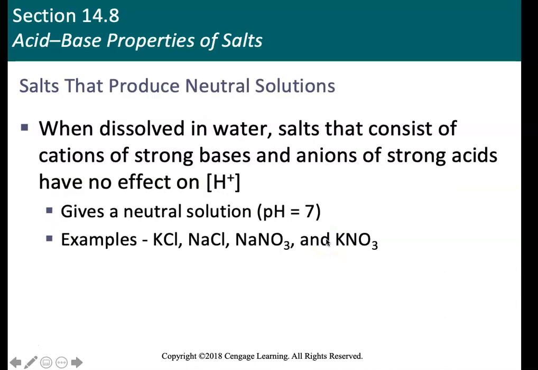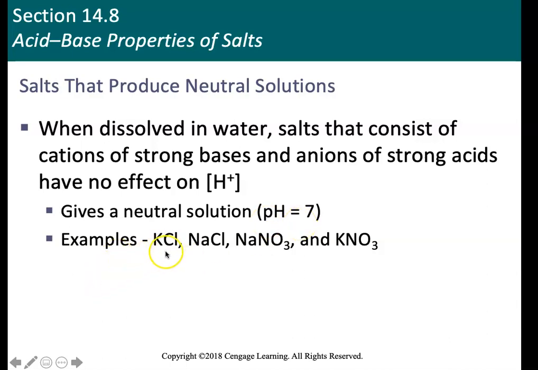So, very important to know the properties of salts in that respect. There are salts that, when dissolved in water, contain cations of strong acids and strong bases, and they basically have no effect. So, salts that produce neutral solutions come from strong acids and strong bases. And that means when they dissolve, they give a pH of 7, neutral.